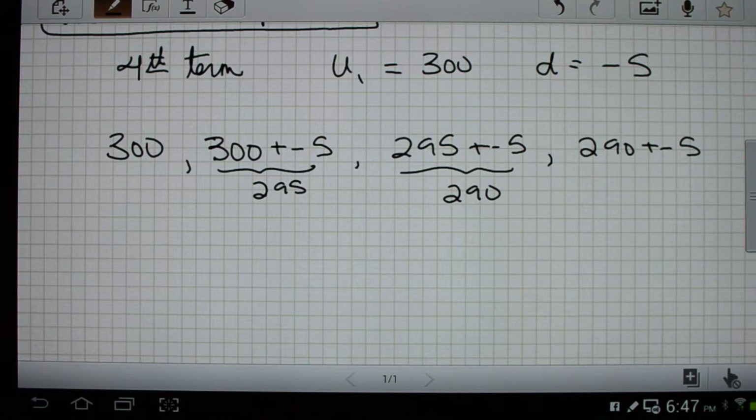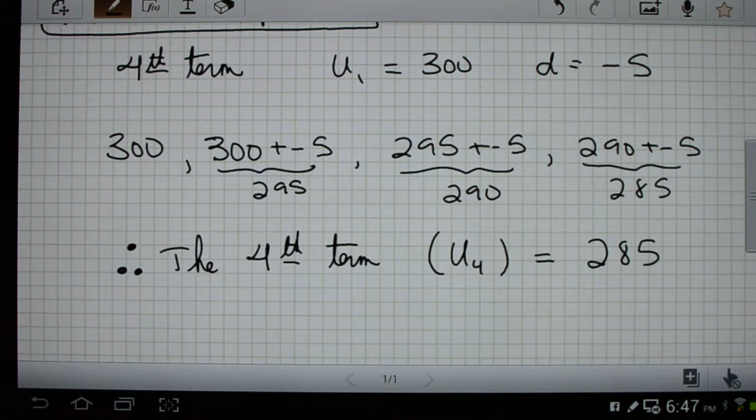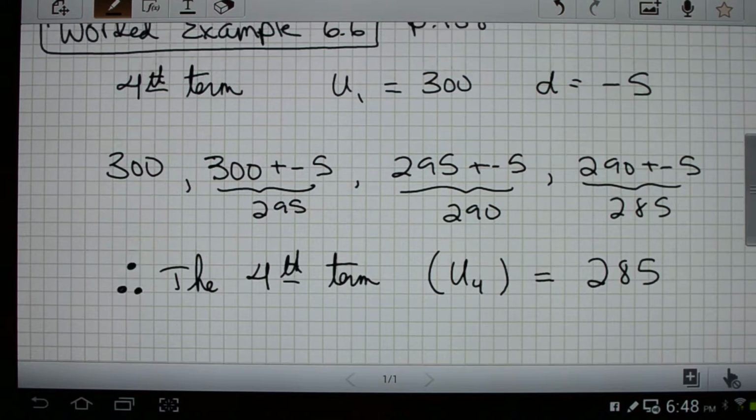You don't need to write plus -5, it's just -5. I'm just doing that so you can see that you really are adding something each time. And this winds up being 285. So therefore the fourth term, which we're going to call u4, is equal to 285. And we could do that by hand, a long way without a formula, because it's only the fourth term. The problem is when you have to find like the 15th term. If you can imagine, this will get kind of tedious after a while. So that's where the formula comes into play.